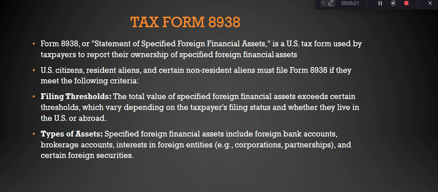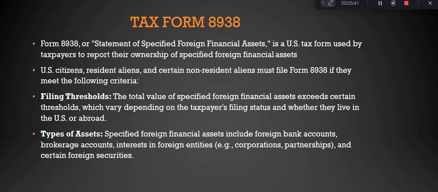In types of asset, they need to report if they own any foreign accounts, foreign bank account, brokerage account, interest accounts, or say they have opened any partnerships or corporations or trust and have assets under them, or have foreign securities. So these kind of things need to be reported. And there is also a filing threshold.